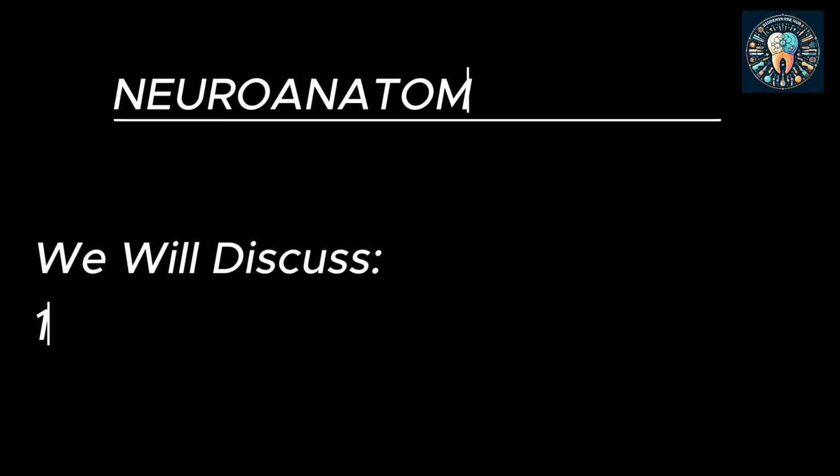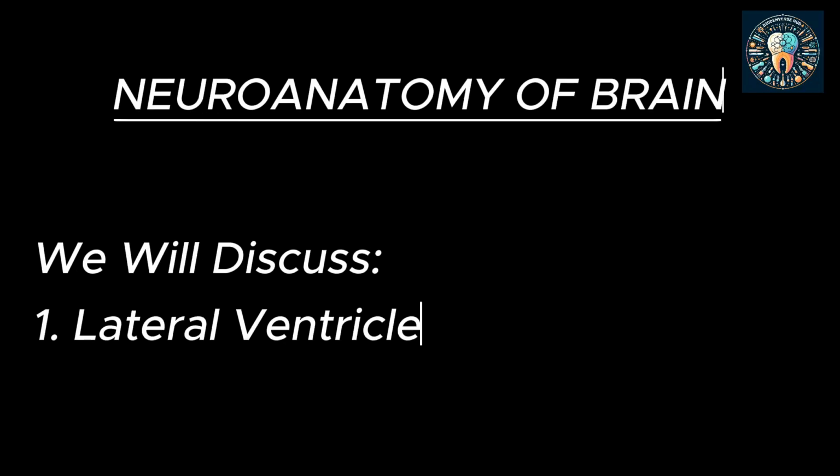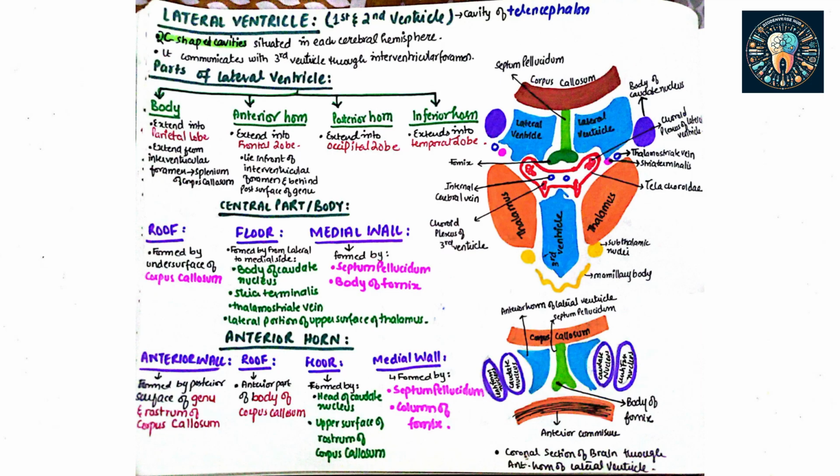Today in the playlist of Neuroanatomy we are back with another amazing video on the ventricles of the brain. In this video we will be discussing the lateral ventricle, that is the first and second ventricle, also known as the cavity of the telencephalon. The lateral ventricle consists of two C-shaped cavities situated in each cerebral hemisphere. It communicates with the third ventricle through the interventricular foramen.